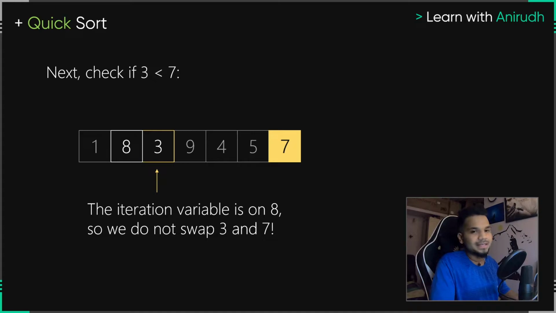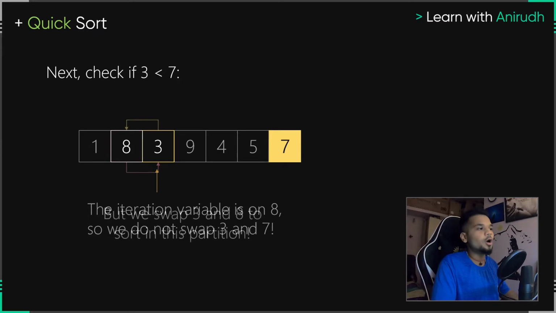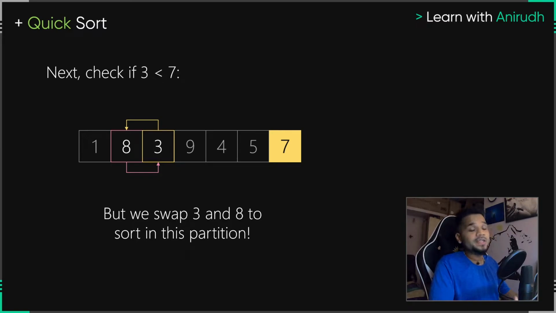3 is less than 8. The iteration variable is sitting on 8. It wants to find the element which is immediately less than that to perform a sorting. Well, as soon as the I loop was at 8 and the j loop was at 3, j says to I, I have an element which is less than yours, let's make a swap. So what do we do? We swap 3 and 8. Why do we swap 3 and 8?